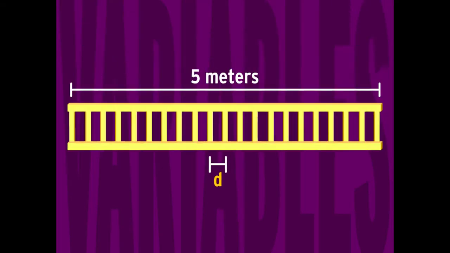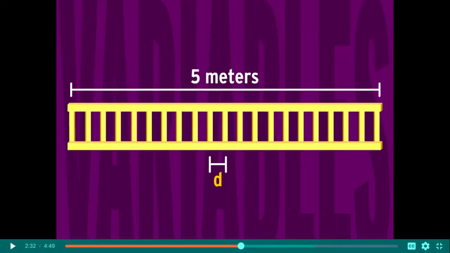So again, a variable is a value that you don't know. It is what is unknown. And it is also the placeholder because it is holding the place of what is unknown.